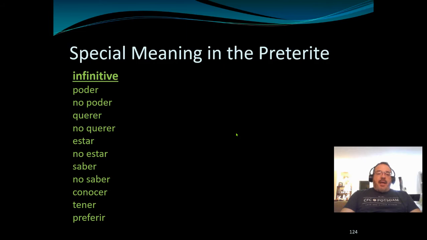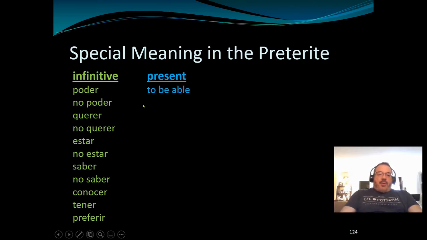Next part. In your notes, we're going to talk about special meaning in the preterite of these words. This is going to take us a couple lessons because this is a little bit tricky, but take good notes and you'll be all set. All right, so let's talk about first what these mean in the infinitive. Poder is to be able, right? We all know that. In the present tense, if I say yo puedo, it means I am able. And it means what you think it means and it makes sense.